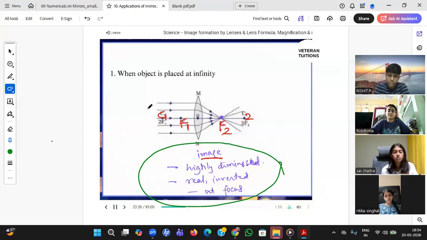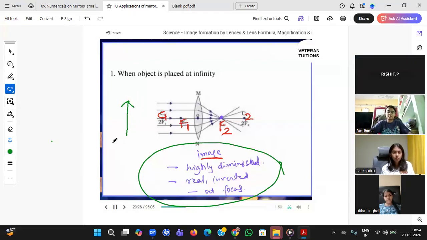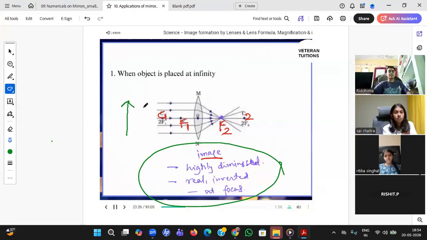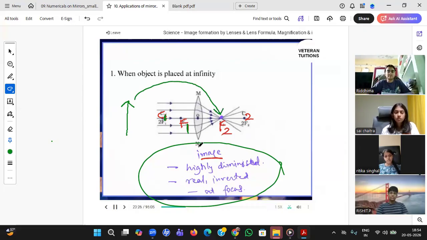Okay, so students, why? Because we always keep our object on the left side, whether it may be a mirror or a lens, and the object side is always taken as 1. That's the reason, even though your image is formed at this focus, it is named F2. My object side will always be C1, F1, R1, and the other side will be 2s. Okay, students, that is the reason.